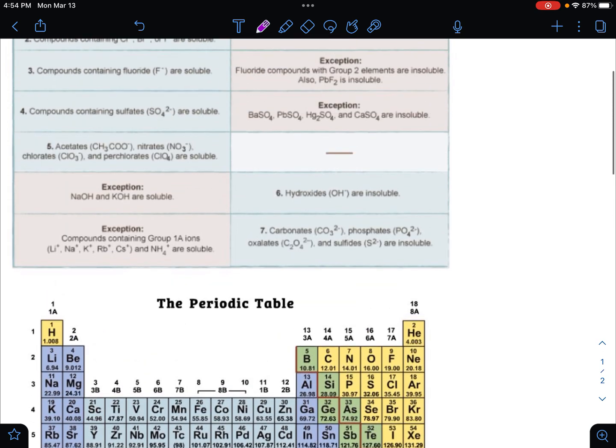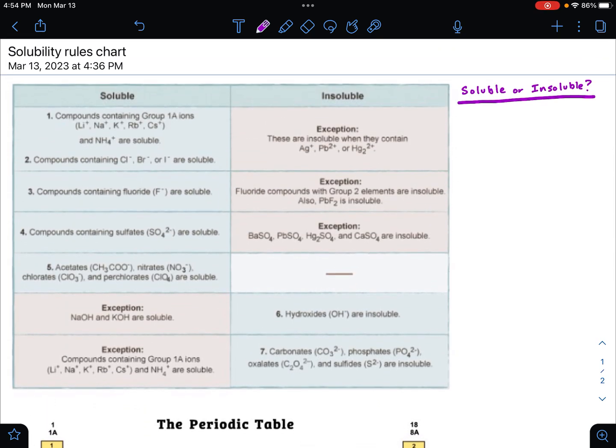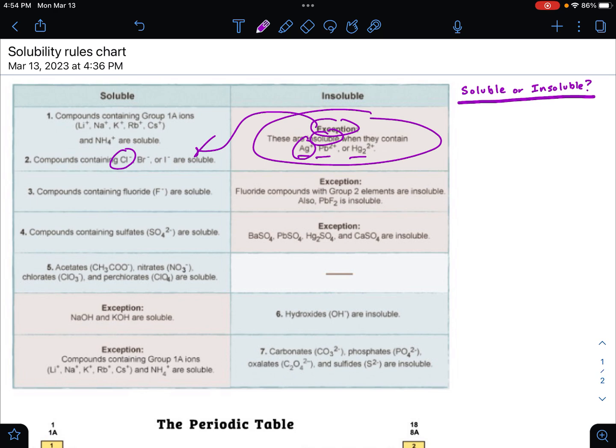Okay, so let's do some quick examples, and feel free to pause the video. Actually, before we do the examples, the exception is these are insoluble when they contain silver, lead, or mercury. So if it has chlorine, for example, and it has silver as well, it's insoluble. So the exception overrules that rule.